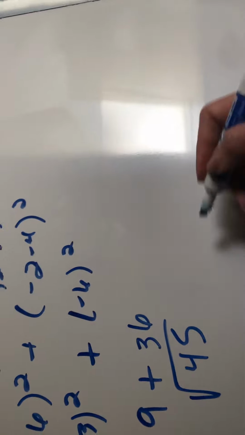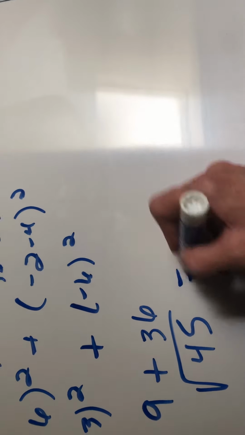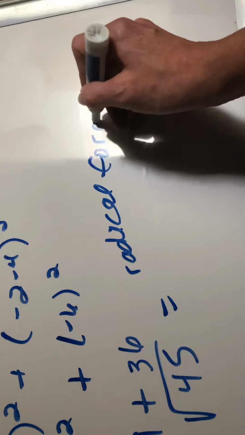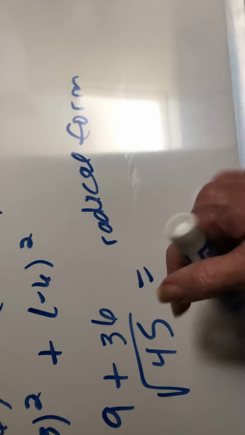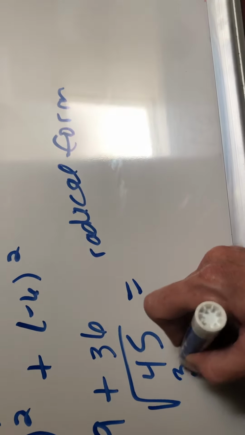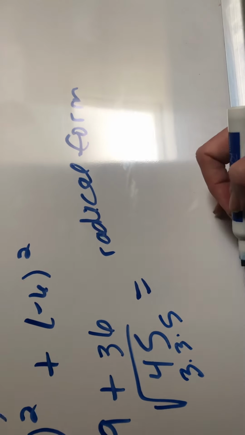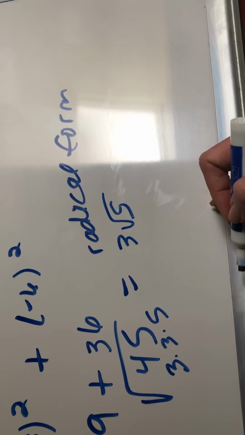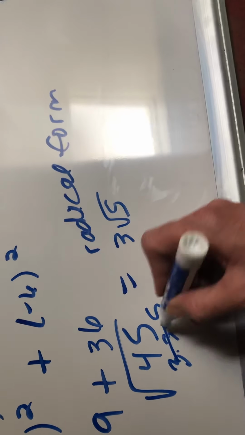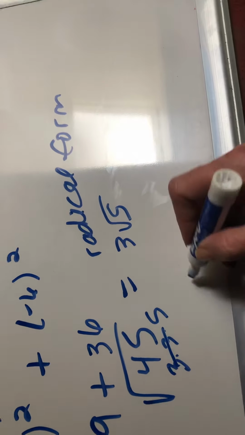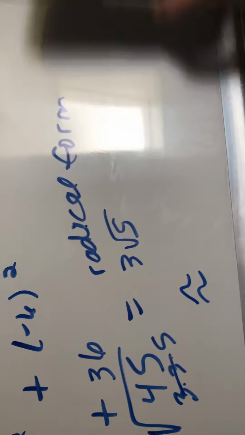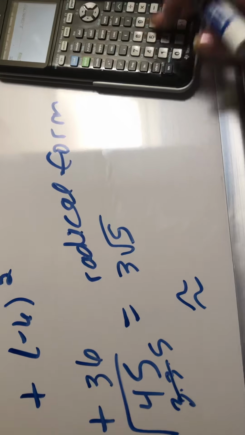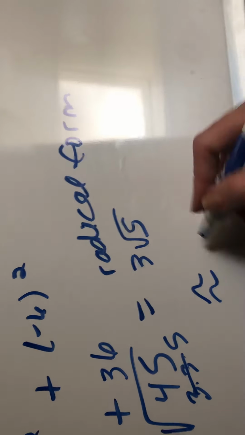So if we wanted it in simplified radical form, we can't leave it here because it simplifies. Because 45 is 9 times 5, so 3 times 3 times 5. So it'd be 3 square roots of 5, because you take the pair. Then if we wanted a decimal approximation, on our calculator, second x squared, type in the 45, hit enter, round it to 6.71.